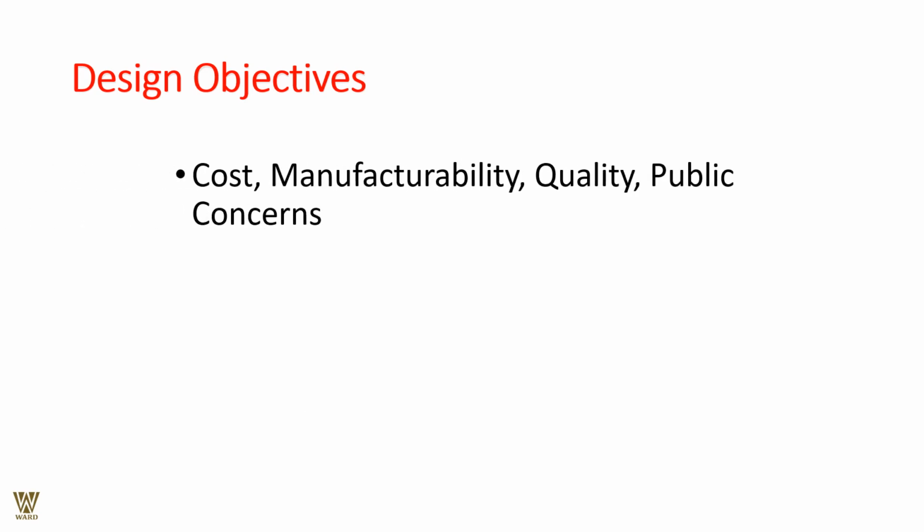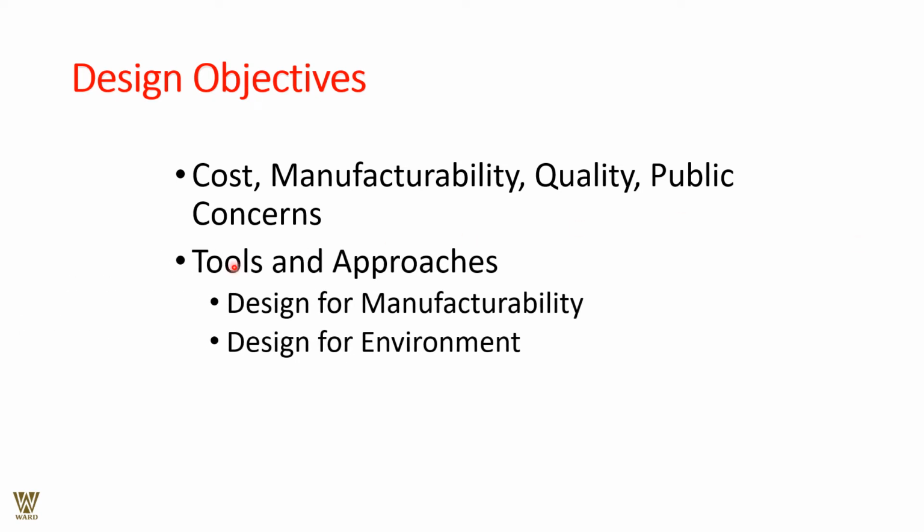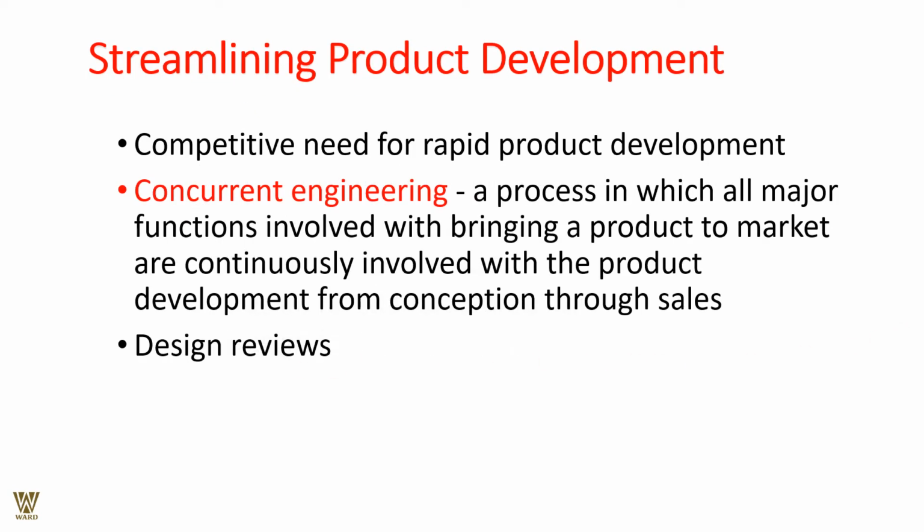Let us understand the design objective. Yes, we have cost involved with manufacturing, with quality, with public concerns as the case might be. We're talking about tools and approaches. We are talking about design for manufacturability, design for environment as the case might be, streamlining of product development, competitive needs for rapid product development, concurrent engineering, a process in which all major functions involved with bringing a product to market are continuously involved with the product development from conception to sales. This is what we are looking at.